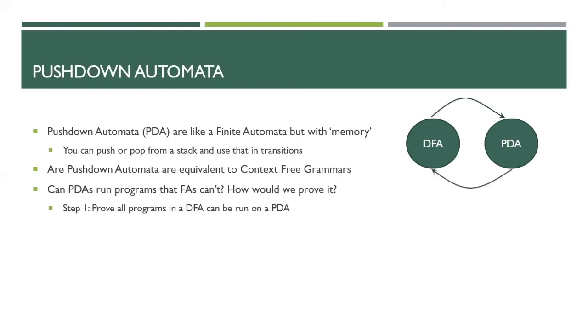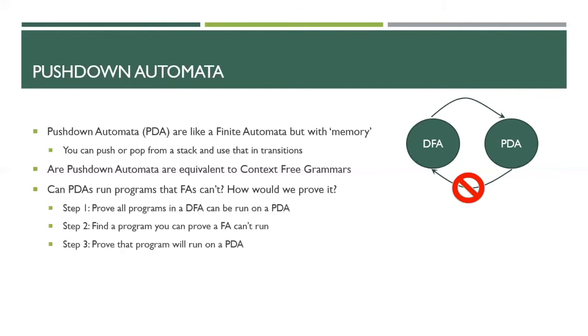Now, the second way, though, we're trying to not prove that they're equivalent, but that they're not equivalent. So we're trying to show that you cannot convert every PDA into a DFA. Well, that's a harder thing to show, okay, because you're trying to prove a negative now, okay? So they had to get clever about how they're going to do this proof. What they did is they found a program that it was possible to prove a finite automata can't run, but that they could prove a PDA would run. Proving it runs on a PDA is easy. You just show the algorithm.